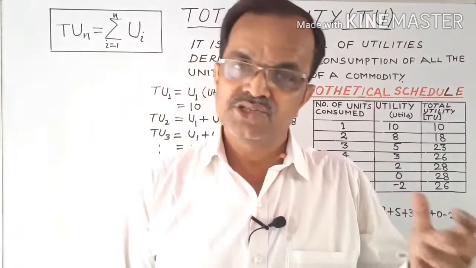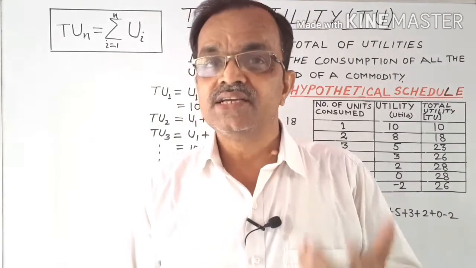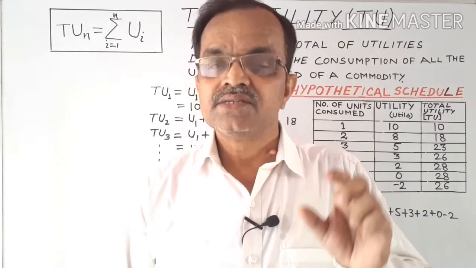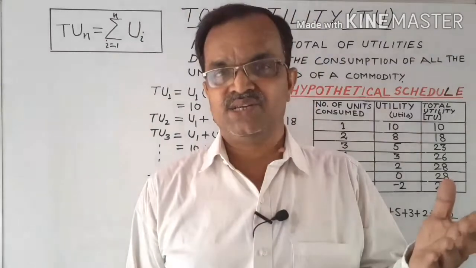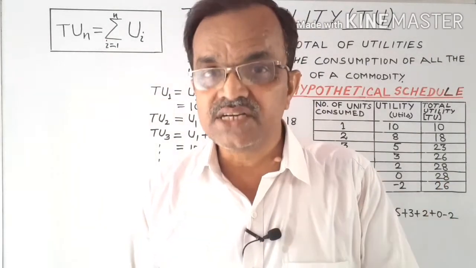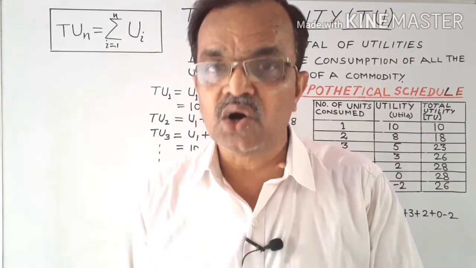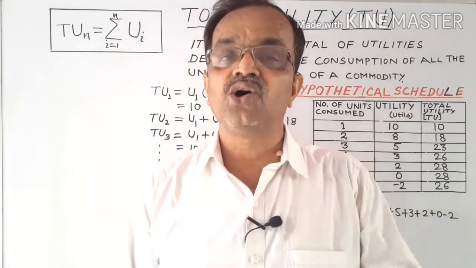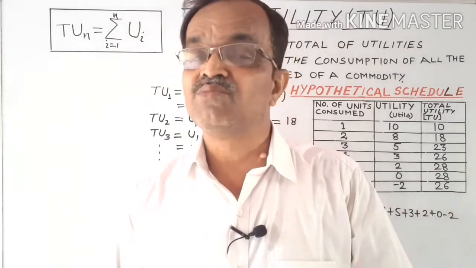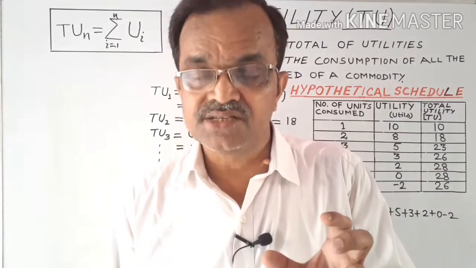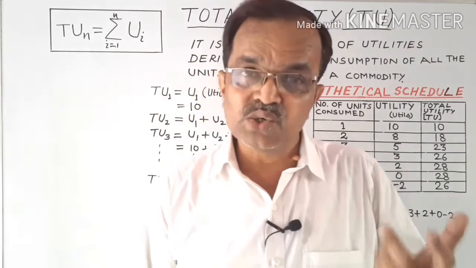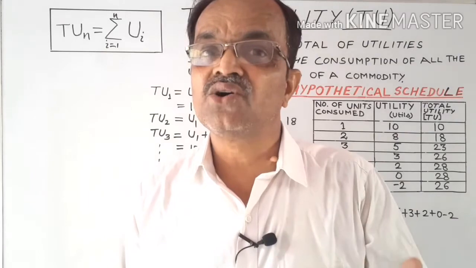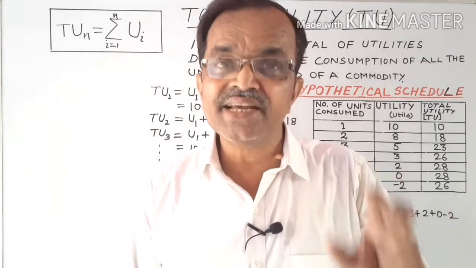तो चलो आज का टॉपिक शुरू करते हैं। टोटल यूटिलिटी। टोटल मीन्स सम टोटल, utility means satisfaction. It means total utility is the sum total of the utilities derived from the consumption of all the units of that commodity. Now the question arises, how to get the sum total of the total satisfactions derived from the consumption of those commodities? कैसे निकालेंगे?